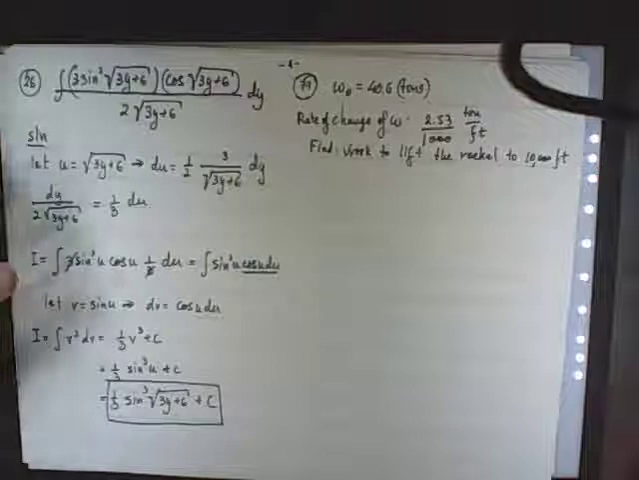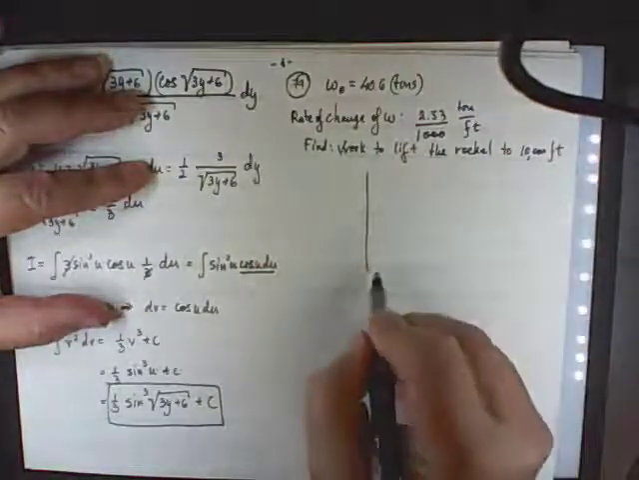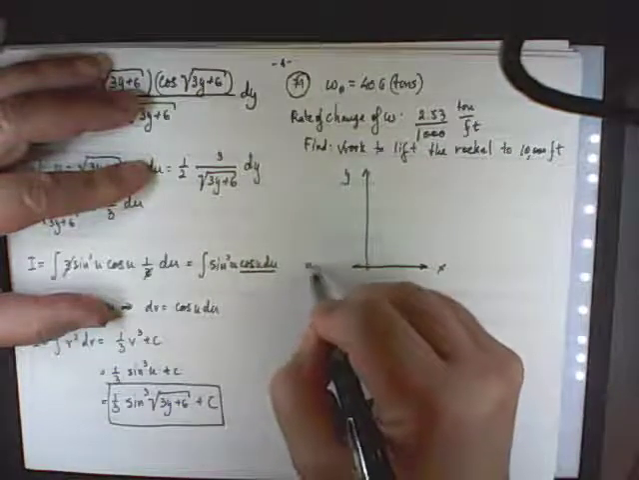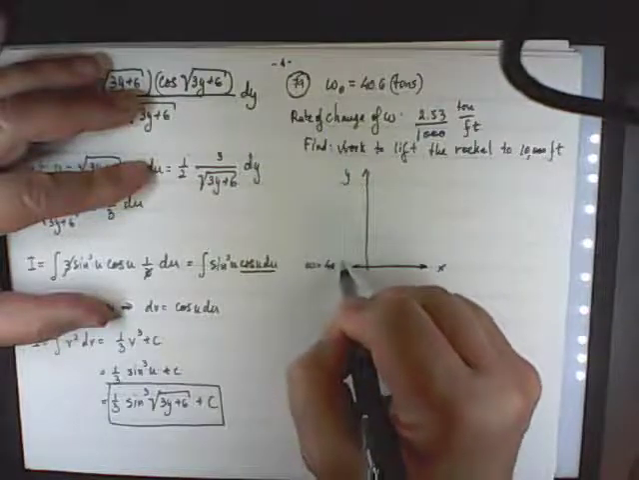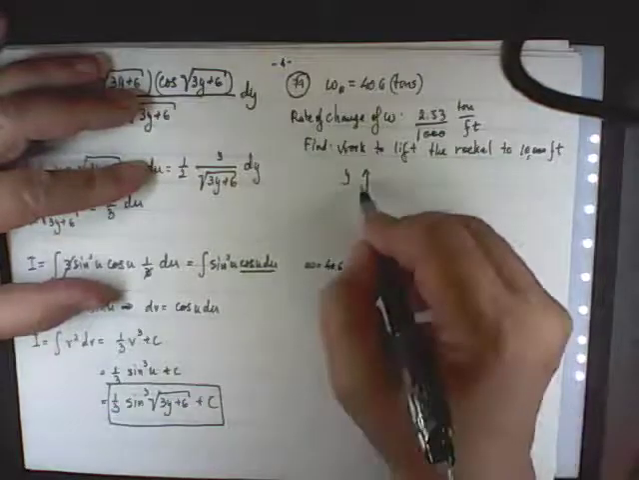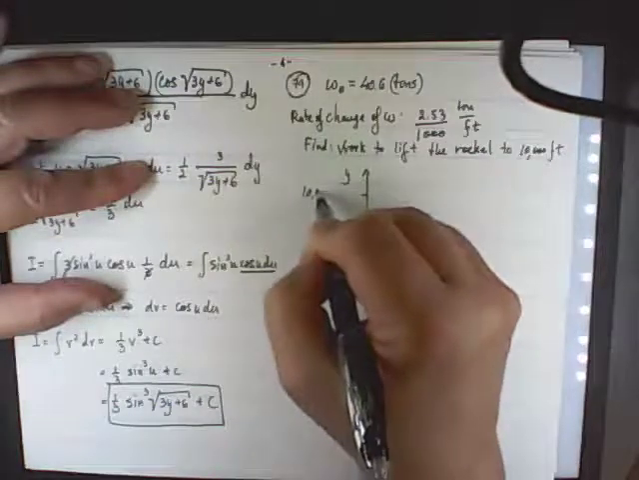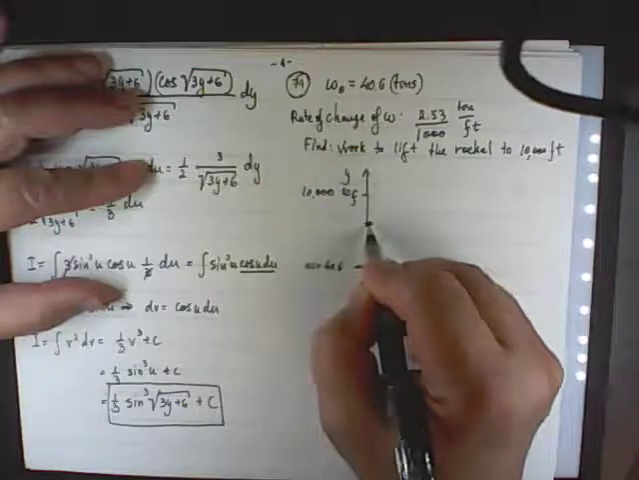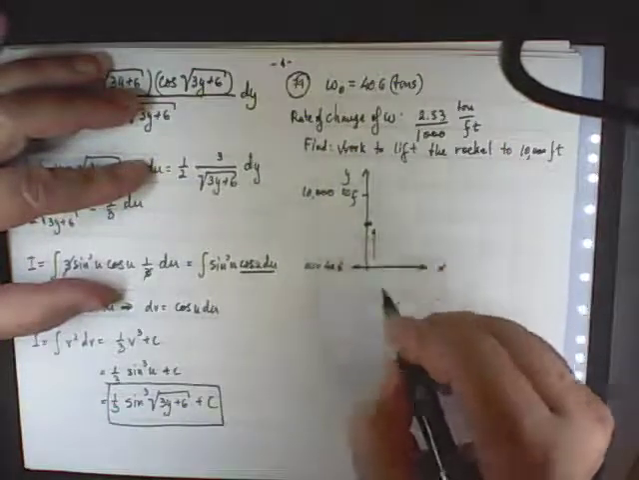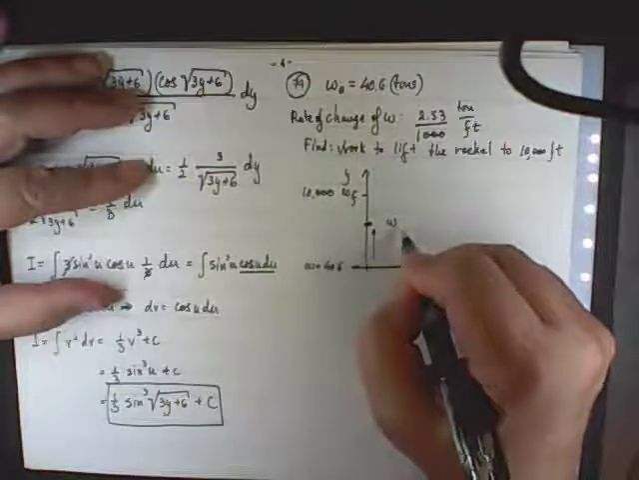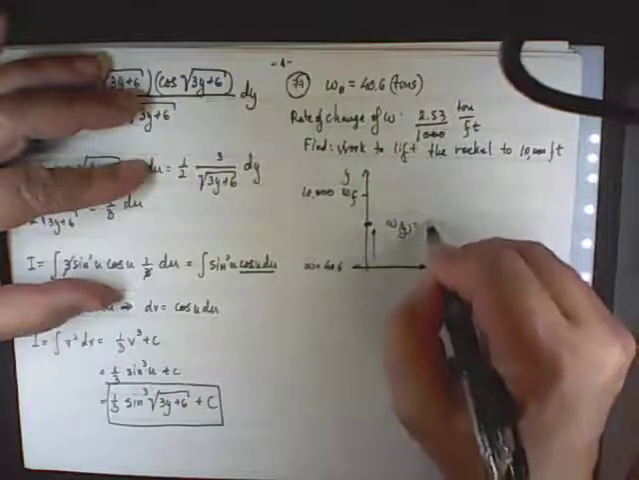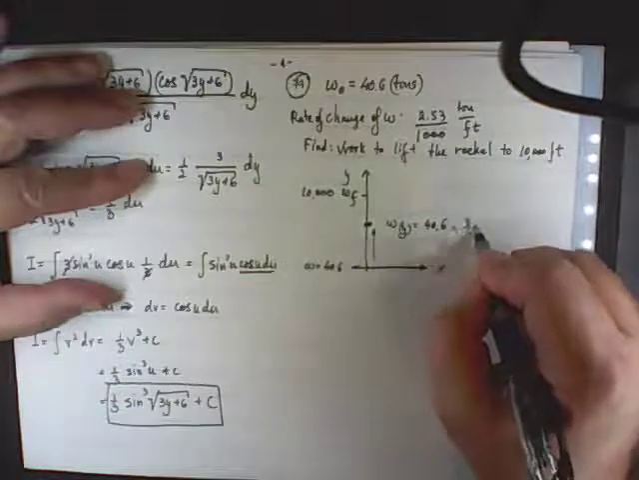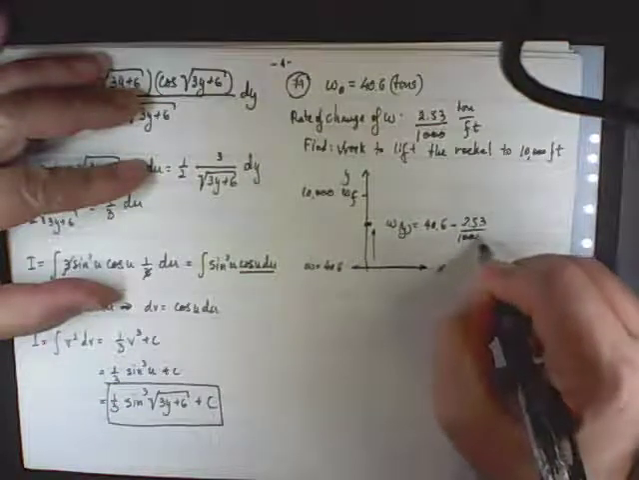Okay, so our coordinate system will be at the bottom. Right here we have W equals 40.6. This is actually the force. And here with y at 10,000, we have another W, we call it WF, a final. As a function of y, W will be the initial tonnage, 40.6, minus 2.53 divided by 1,000 times y.